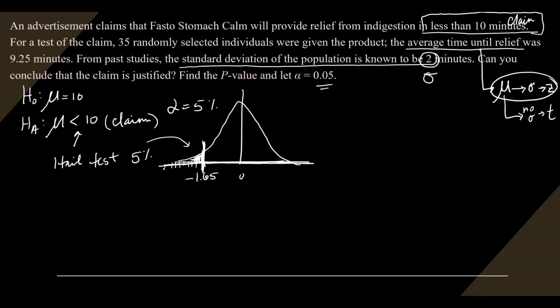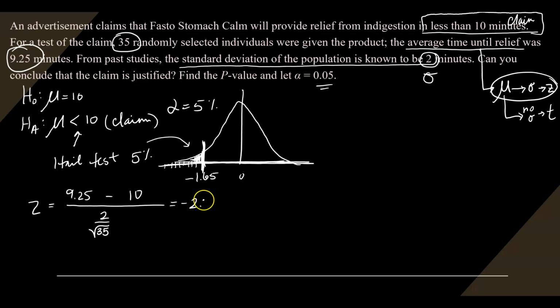All right, let's calculate the test value now. Remember, we're doing the z-test for the mean. I have 9.25, which is the observed value for these people, minus 10, the hypothesized value, over sigma over the square root of n. My sigma is 2, and the square root of n is the square root of 35. Plug it all into the calculator, being careful to do it in the right order. I end up with negative 2.218, so let's round that to negative 2.22.